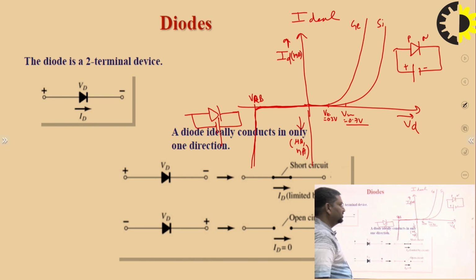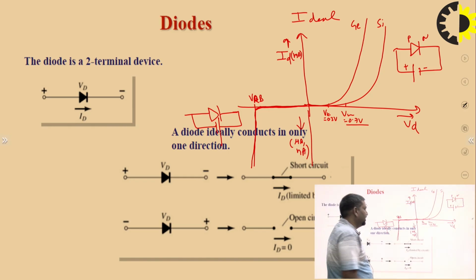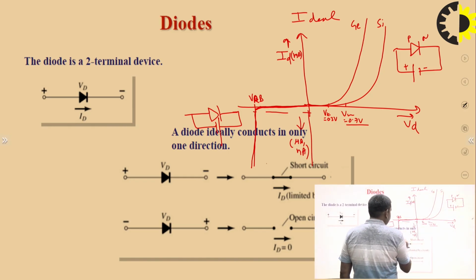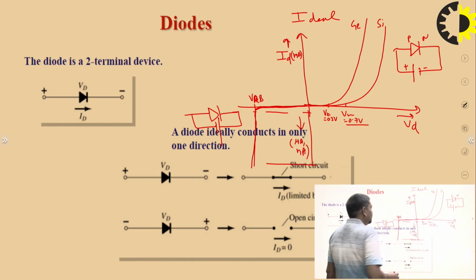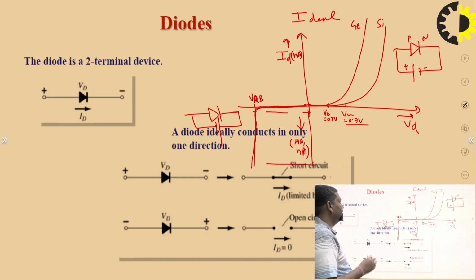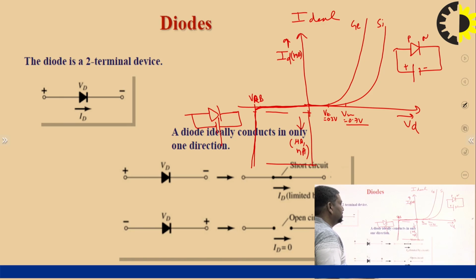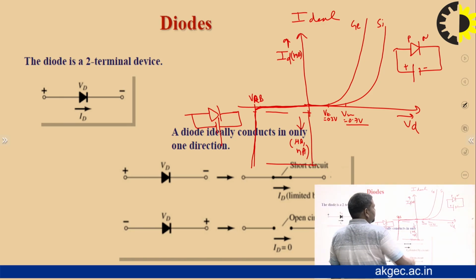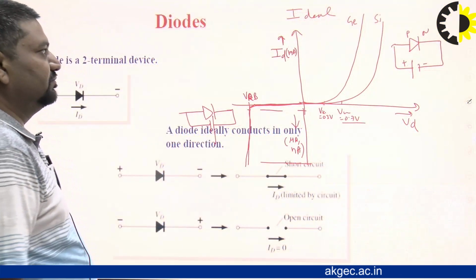What is the reverse breakdown voltage? If we increase the reverse bias across the PN junction, a heavy current flows. The particular voltage where the current gradually increases in reverse bias is called the reverse breakdown voltage. So this is the practical characteristics of the PN junction diode.